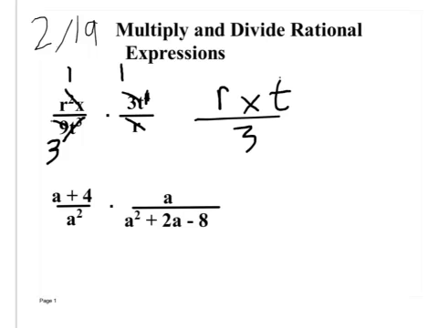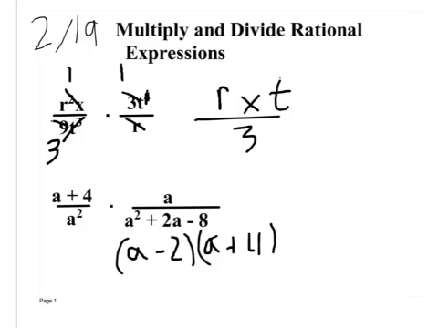So we have a plus 4 times a squared, being multiplied by a over a squared plus 2a minus 8. First thing I want to do is factor a squared plus 2a minus 8. What adds to give me 2, multiplies to give me negative 8? Negative 2 and 4. Negative 2 and positive 4 or negative 4? Positive 4. The bigger number added to be positive.